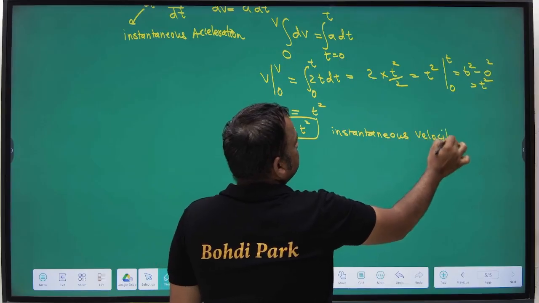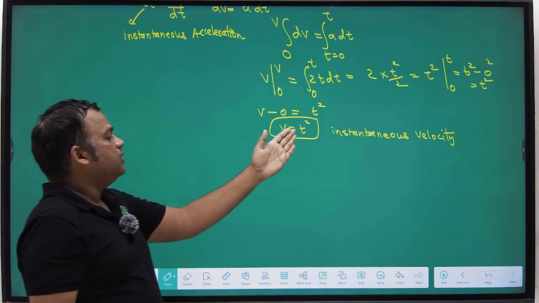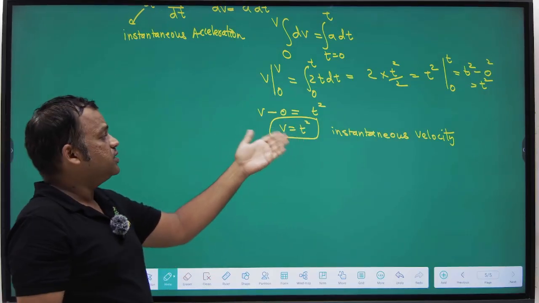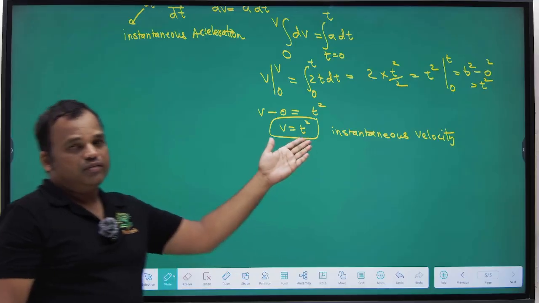If you put time value in this, we'll get corresponding velocity value. Suppose at 2 second, what is velocity? It is 4 meter per second. At 3 second, what is velocity? It is 9 meter per second.